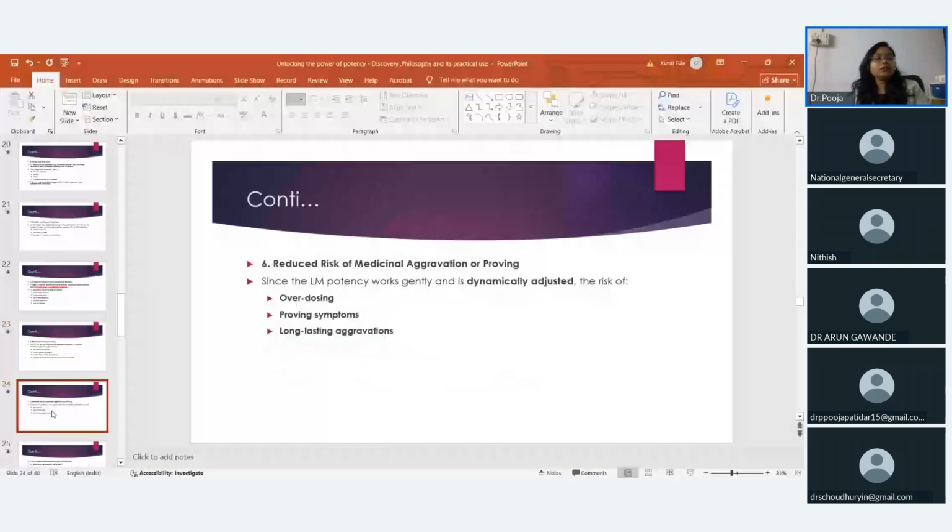Here, in this potency, we can reduce the risk of additional aggravation or tubing. Since the LM potency works gently and is dynamically adjusted, the risk of overdosing, tubing symptoms, and long-lasting aggravation is very minimal.